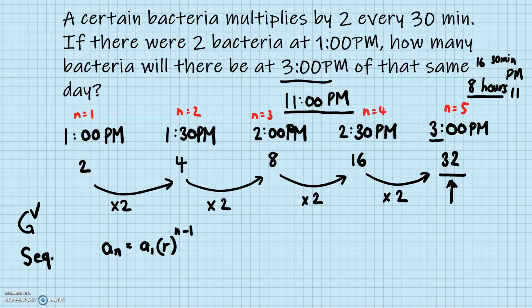Right? So there's going to be 16 more steps from n equals 5 to get to 11, which means 11 is going to be 5 plus 16, which is 21. So n is 21 at 11 p.m.